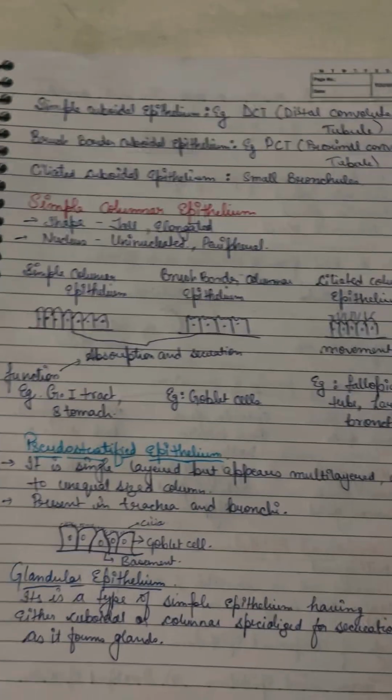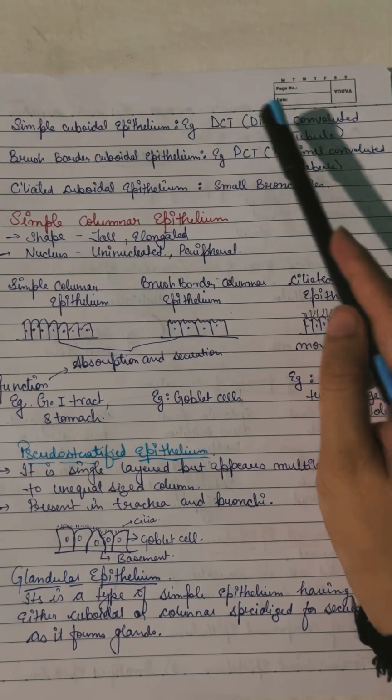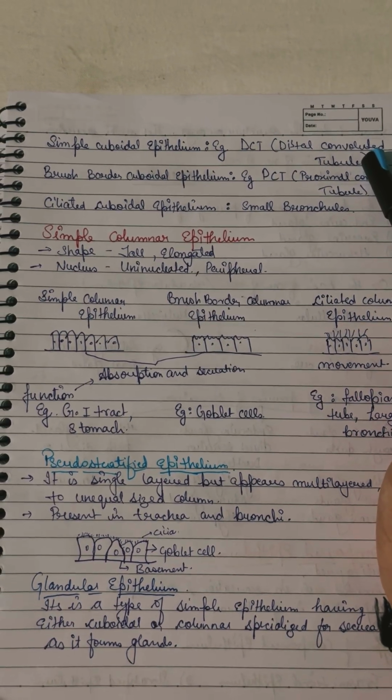Then come the examples. Examples are very important. Simple cuboidal epithelium is found in the DCT, the distal convoluted tubule. They are also present in our excretory system.